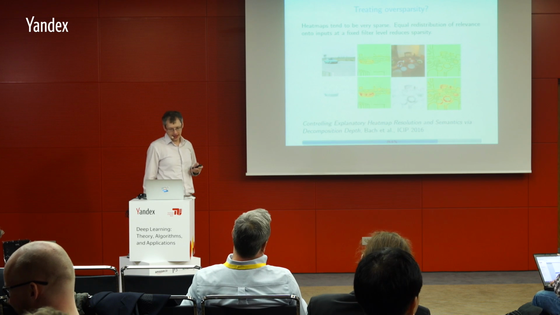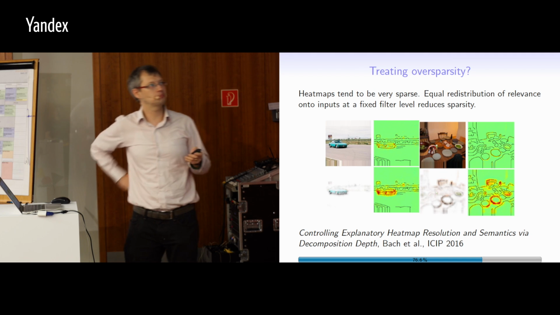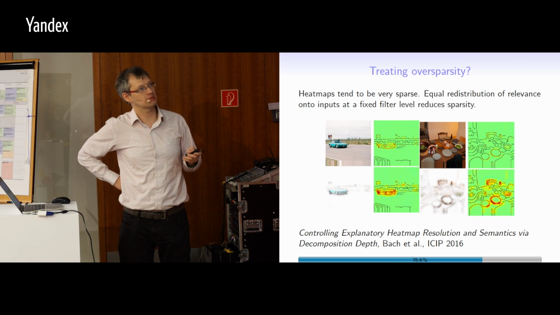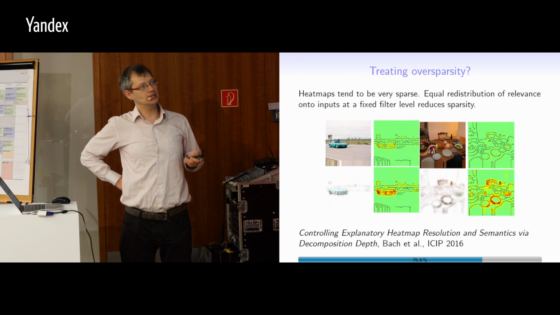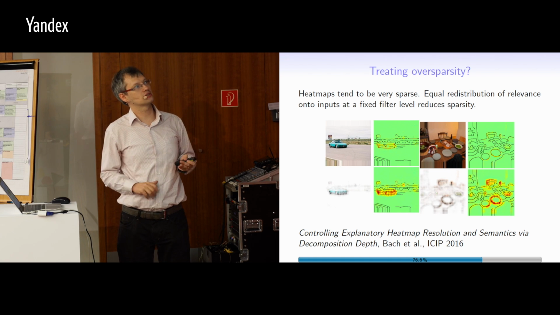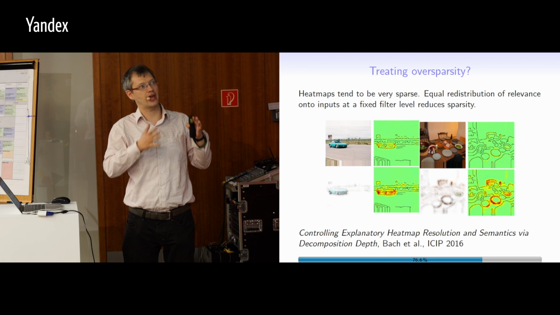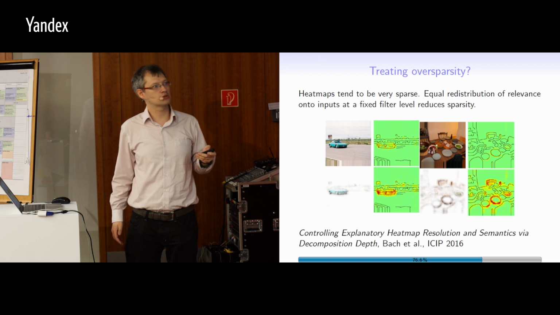The heat maps, when you in principle redistribute relevance down to the pixel input neurons, can sometimes be very, very sparse. And this can sometimes be not desired, but it can be cured. In principle, the idea is that from a certain level on, you redistribute your relevance not according to the rules, but you just redistribute it either flat or by the so-called V-square rule.